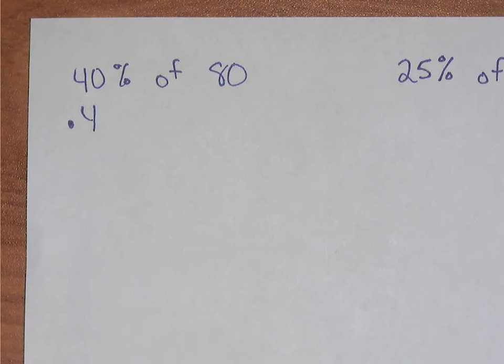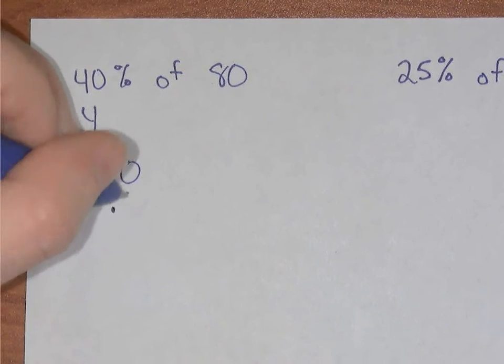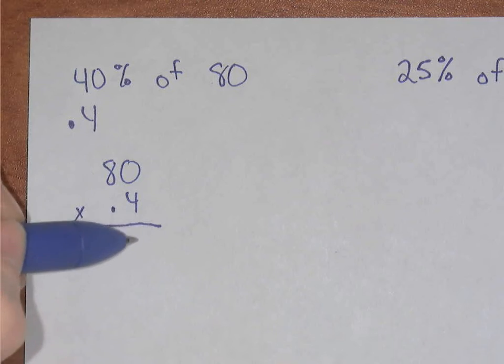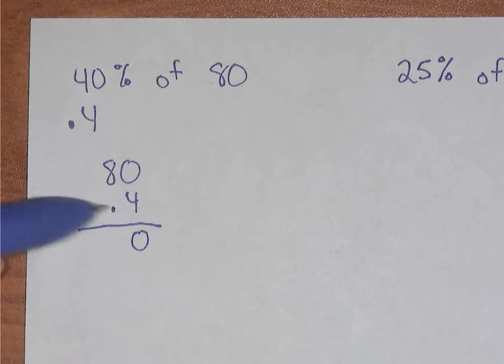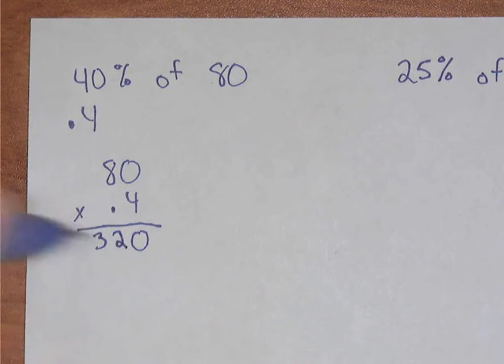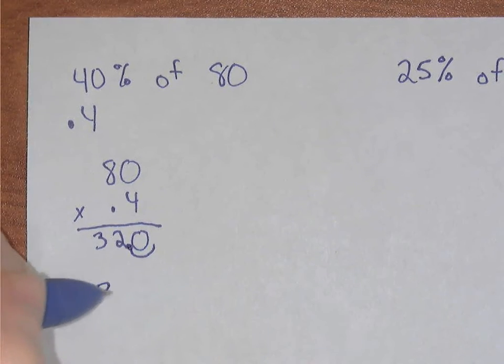So now all we have to do to get 40% of 80 is we do 80 times 0.4. I'm going to set it up vertically. 80 times 0.4. Then we just do our multiplication. 4 times 0 is 0. Keep the 0 down there. 4 times 8 is 32. So I'm going to put 3, 2. And I just do my last step of decimal multiplication where I figure out how many numbers are behind the decimal point. Only 1. So I bump my decimal point over 1 and my answer is 32.